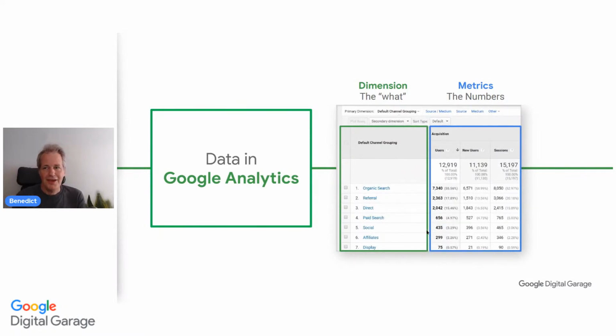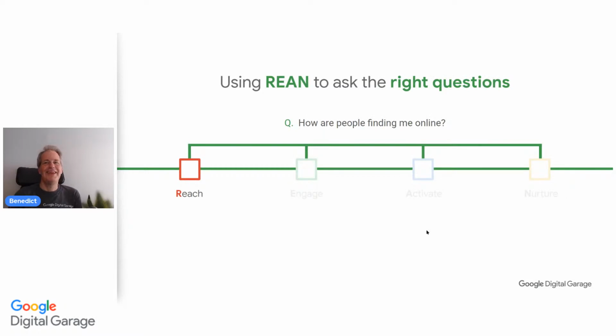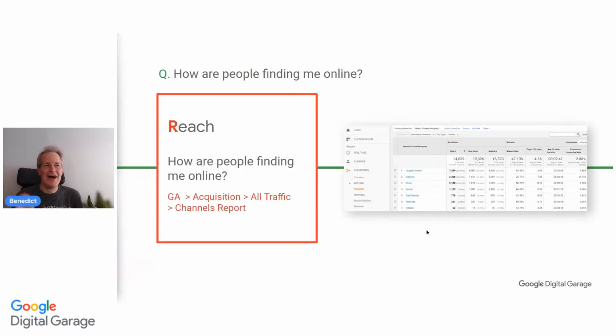Now, using Rian to ask the right questions. We're going to run through the Rian questions we've covered earlier in the session and map this to where we can find the information in Google Analytics to find answers. Here we go. So let's have a look at this. How are people finding me online with the reach here?